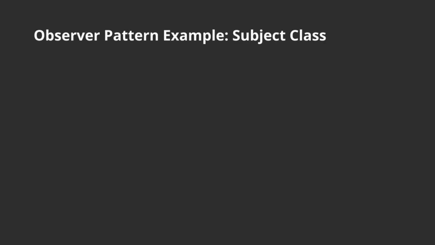To implement the observer pattern, you start with creating a public interface called iObserver. This interface includes a single method named update, which accepts a temperature parameter. This step lays the foundation for how observers will receive updates.